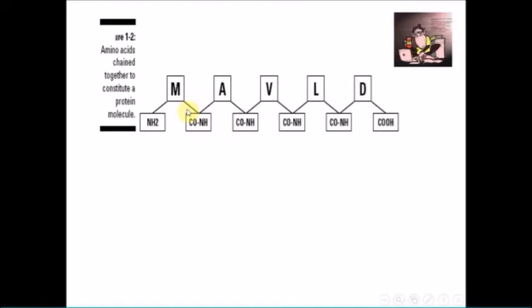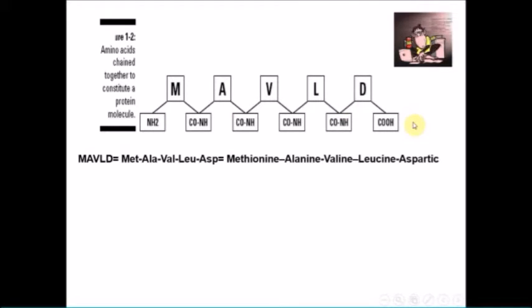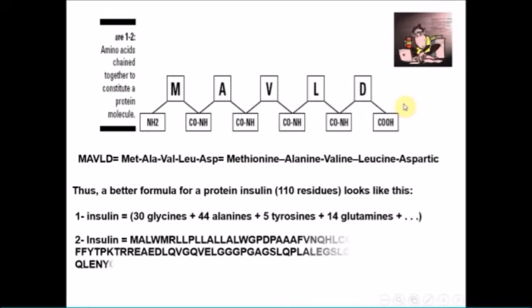So when you read a gene from 5' to 3', you can read the protein from the N-terminus to the C-terminus. Here we can see amino acids that are joined together, and of course you can see from the NH2 side to the COOH side, like that. So if we were to read M, A, V, L, D, that's how we can read this chain of amino acids.